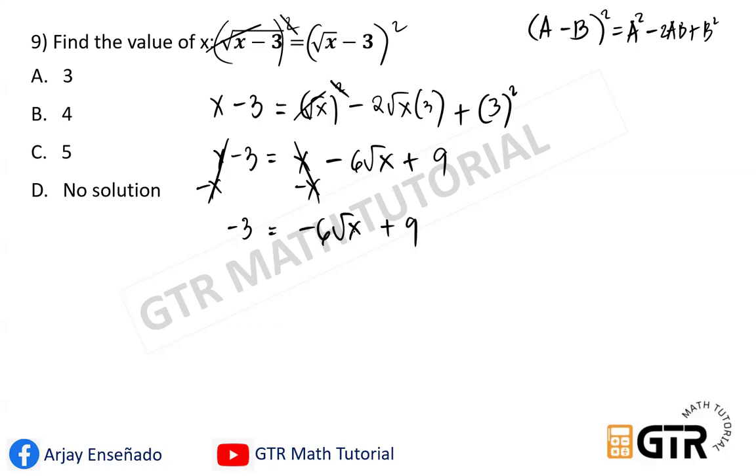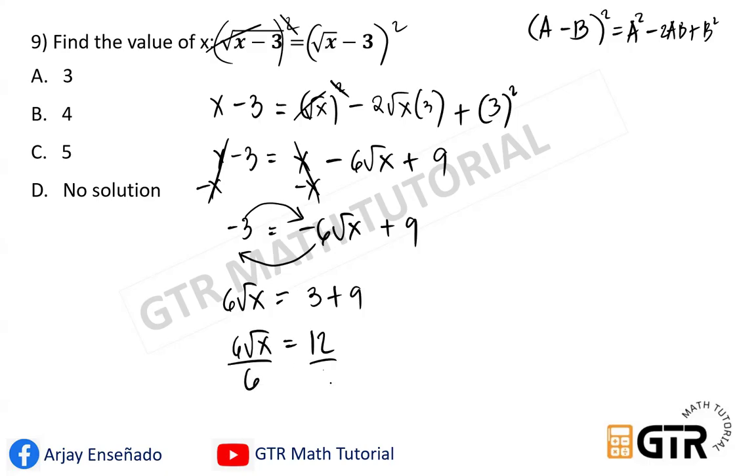Since the sign of negative 6 square root of x is negative, we can put this to the other side to make it positive, and at the same time, negative 3 to the other side. So negative 6 square root of x will become positive 6 square root of x. Negative 3 put to the other side will become positive 3 plus 9. 3 plus 9, that is 12. And then just copy 6 square root of x, divide both sides by 6. So therefore, the value of square root of x is equal to 12 divided by 6, we have 2.